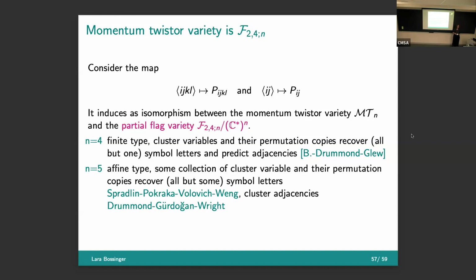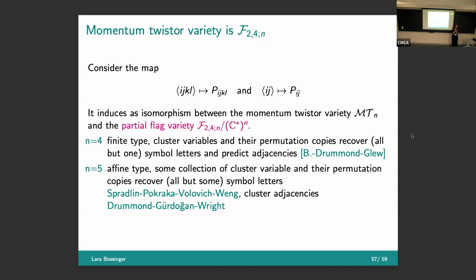And in the case n equals 5, very recently there's been very interesting progress by, I think, 2 groups of people. So first of all, here something significantly changes from the point of view of partial flag varieties or cluster algebras, because we pass to affine type. So we have an infinite collection of cluster variables. We can no longer hope to observe what we did in n equals 4, because there are infinitely many cluster variables in the symbol alphabet. Up to a certain loop level it's always going to be a finite set.